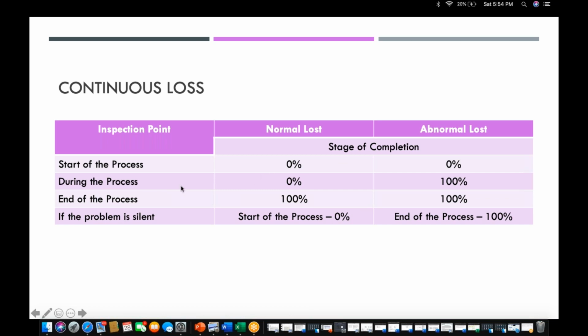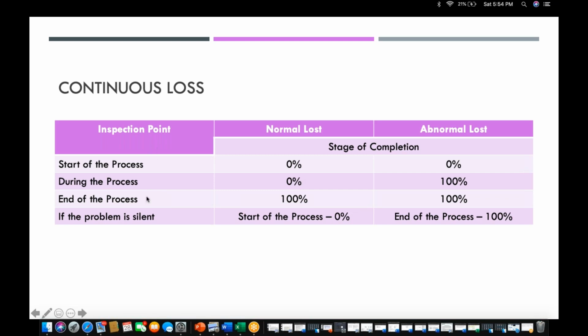If your inspection point is during the process, the rule is we will also not allot a percentage of work done, because our assumption is that even if the inspection point is during the process, we will assume that the inspection point is at the start of the process. So it is still 0% percentage of completion.